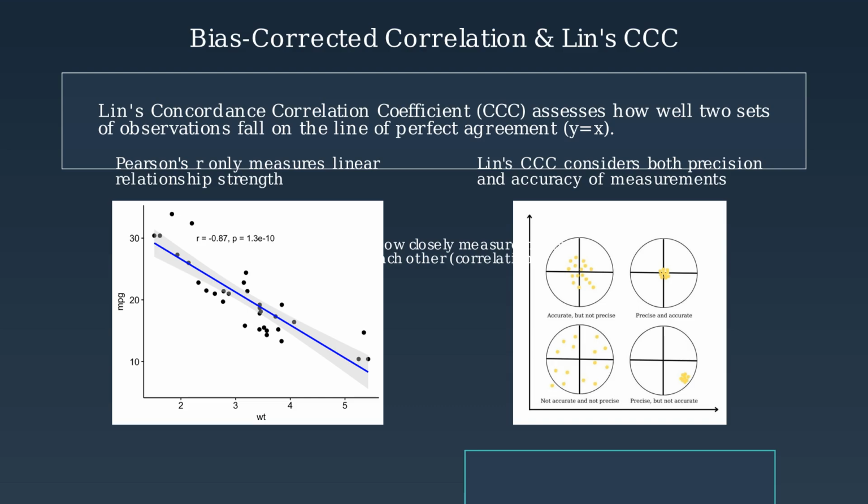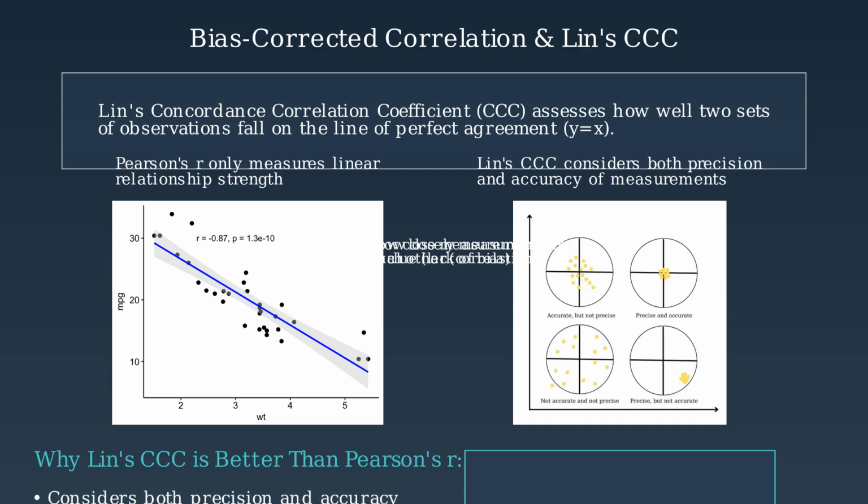Precision refers to how closely measurements relate to each other, essentially what Pearson's correlation captures. Accuracy, on the other hand, measures how close those measurements are to the true value, or in other words, the absence of bias. Lin's CCC offers several advantages over Pearson's correlation coefficient when measuring agreement between methods.